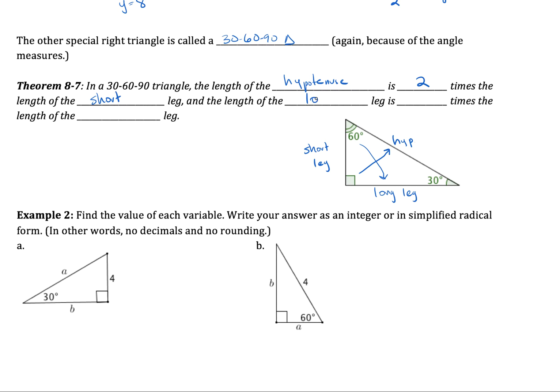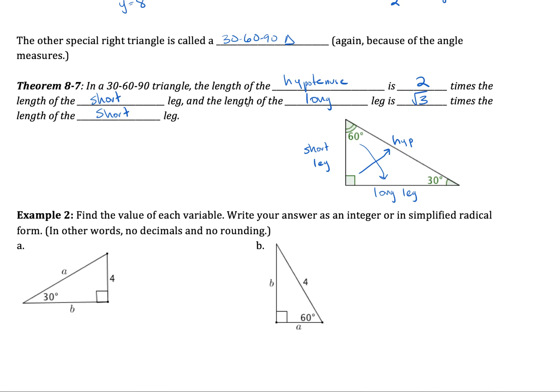And the length of the long leg is the square root of 3 times the length of the short leg. So you might see right away the short leg is involved in both of these little formulas that we're going to be able to set up. And that's something that you might want to remember. It's going to come in handy in a few minutes.